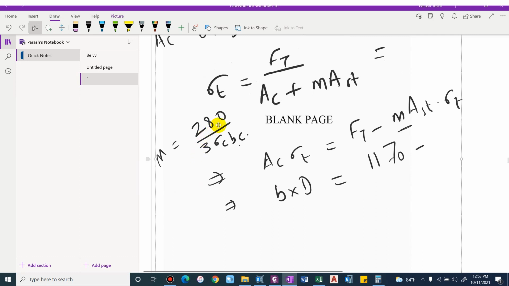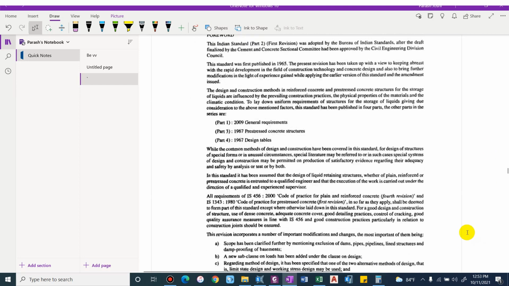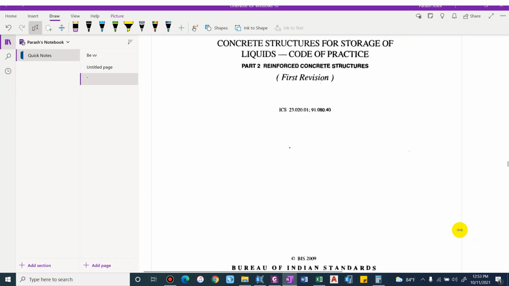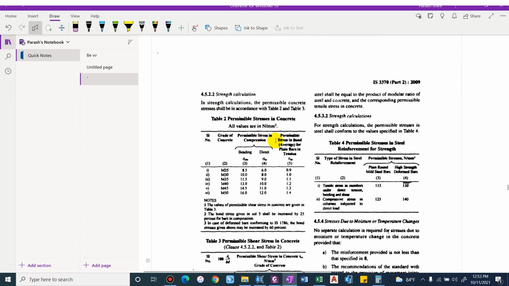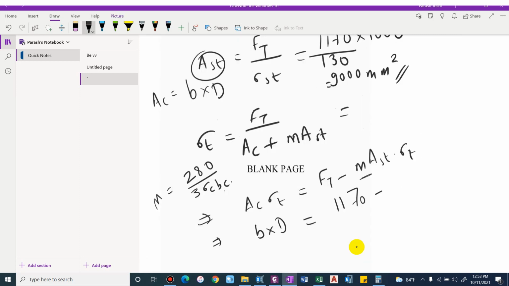For sigma CBC, again we have to go for IS 3370. In this case both values are the same, whether from IS 456 or IS 3370, because sigma CBC is for compression and it will be the same for both cases. For M25 grade of concrete the value of sigma CBC is 8.5. If we put sigma CBC as 8.5, then this value comes as 10.98. So don't get confused, this modular ratio is for considering partially long term creep.